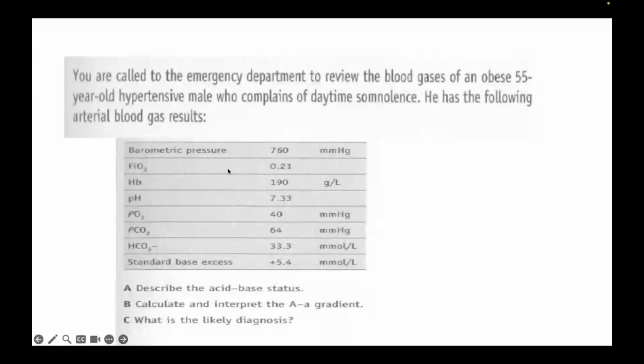Sir, mainly it's a respiratory acidosis. The primary problem is respiratory acidosis. pH is 7.3, it's acidemia, and PCO2 is 60. So it's mainly respiratory acidosis.